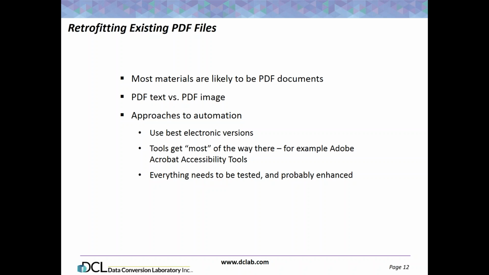Today, there are tools that get you what they would say most of the way there. We're going to describe what "most of the way" means, whether that is usable enough, and how to improve on that. The example we'll use is what comes out of Adobe Acrobat, which actually has some very good accessibility tools that we'll show you. But regardless of what automation is used, I think you'll see that everything needs to be tested and probably needs to be enhanced in order to be most usable.